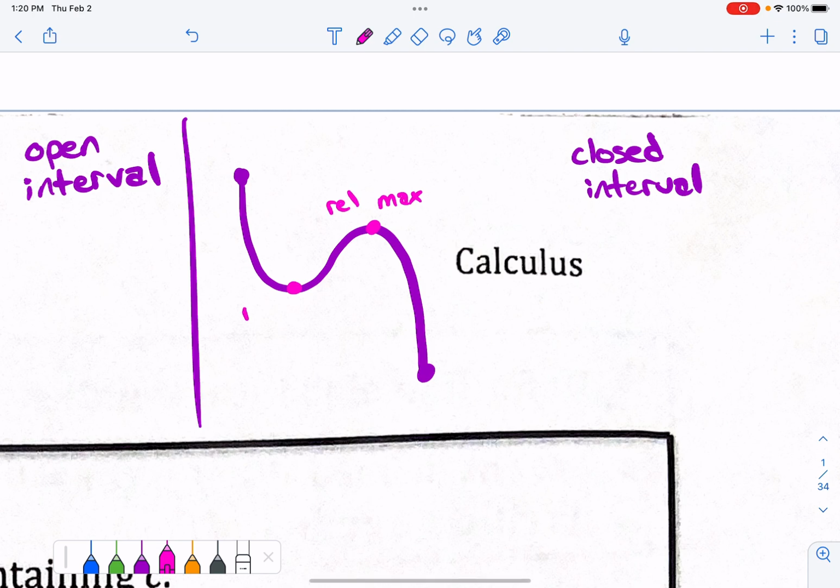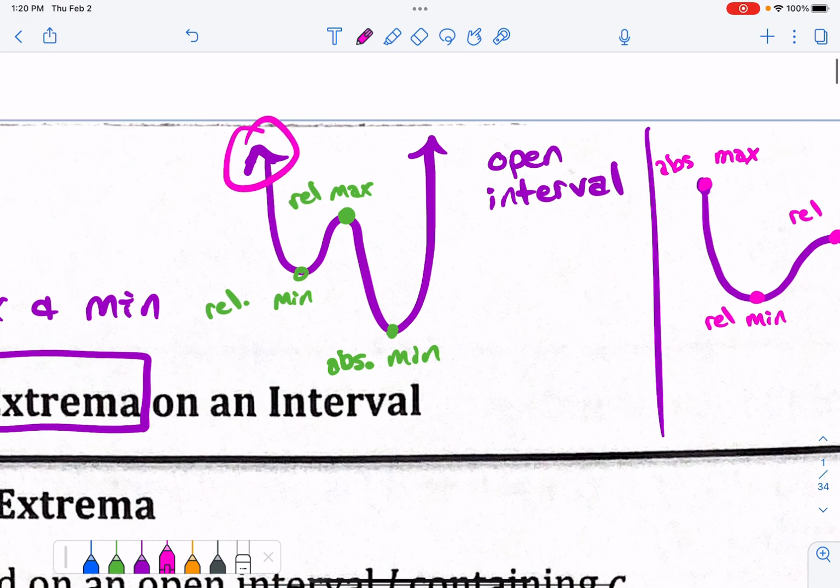Relative max, relative min. Now, this guy right here is also considered a maximum point because it is an actual point on the graph. This one is going to be a maximum. What kind? He is going to be an absolute max. This guy is going to be an absolute min. Okay, absolute max, absolute min. So when you have a closed interval, you do consider the left and the right endpoints to be points on your graph. Does that make sense? Here we're not looking at these two points. Got it?